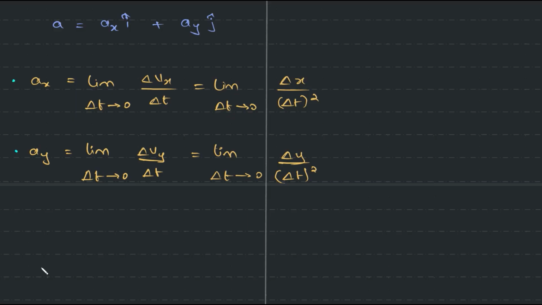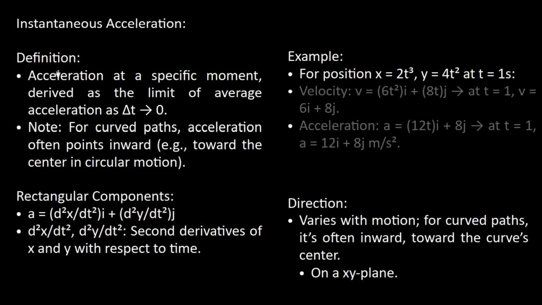Okay, what else are we looking at? I think that's it. So here, instantaneous acceleration at a specific moment is derived as the limit of average acceleration as delta t tends to 0. For a curved path, acceleration often points inwards. So this I'll explain. You will not explain now though. You'll understand in time. So in rectangular component it's equal to d square x by dt square I cap plus so on and so forth. I'll not read it out.